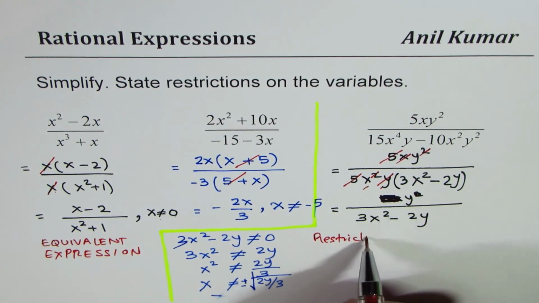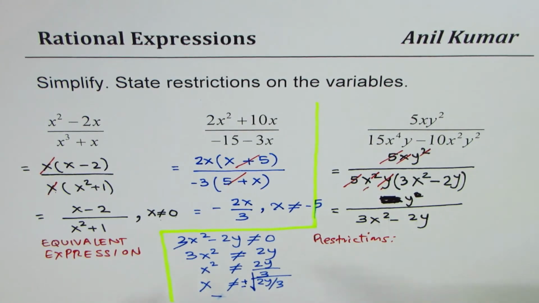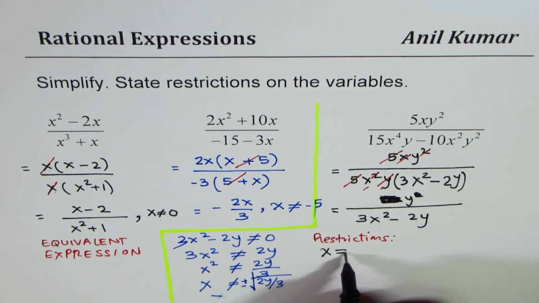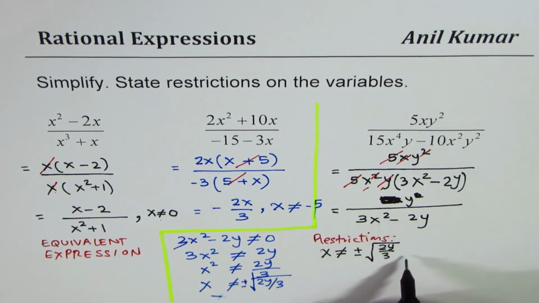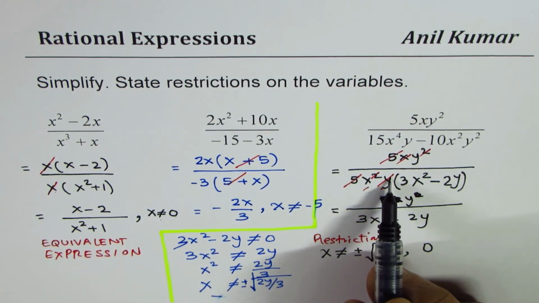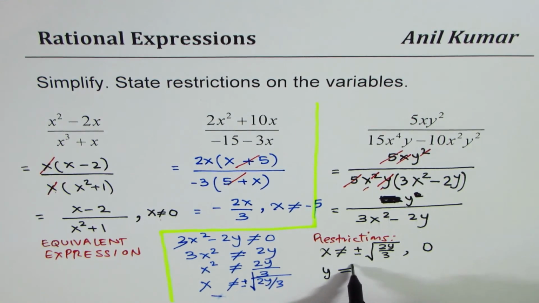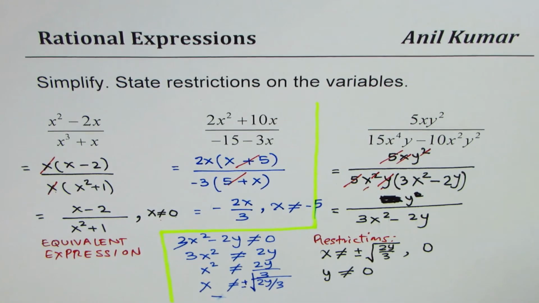So restrictions are 1, which we just found, x is not equal to plus minus square root of 2y over 3. This is from here. And what else? x is not equal to 0. What else? y cannot be 0. Do you see that? y is not equal to 0. So these are all the restrictions which you should mention.